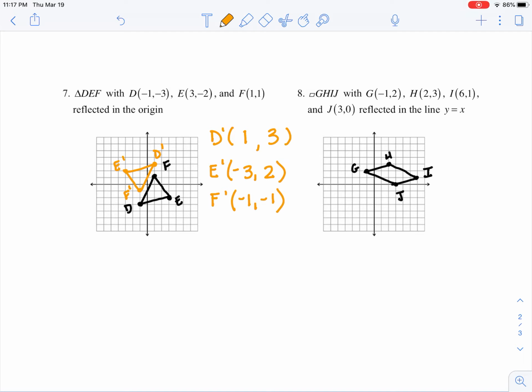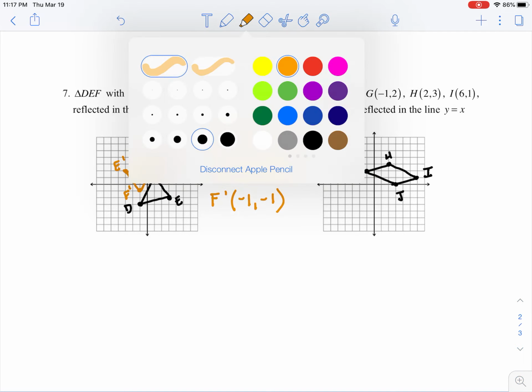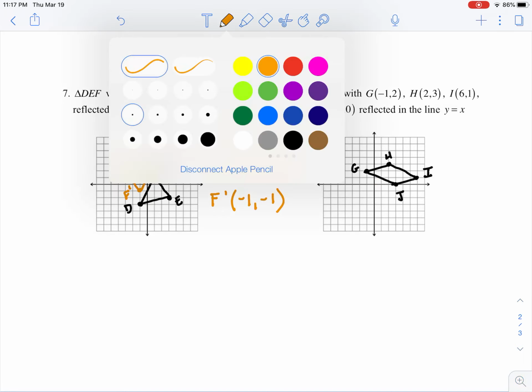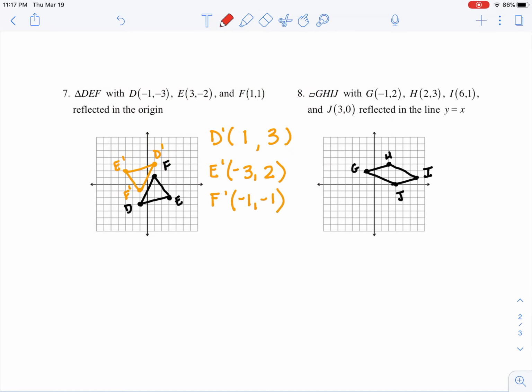Okay, our final rule and the final example are for a reflection over the line y equals x. So first, I would like you to graph the line y equals x. Remember, it has its y-intercept at the origin and a slope of 1. So the line y equals x looks like this.